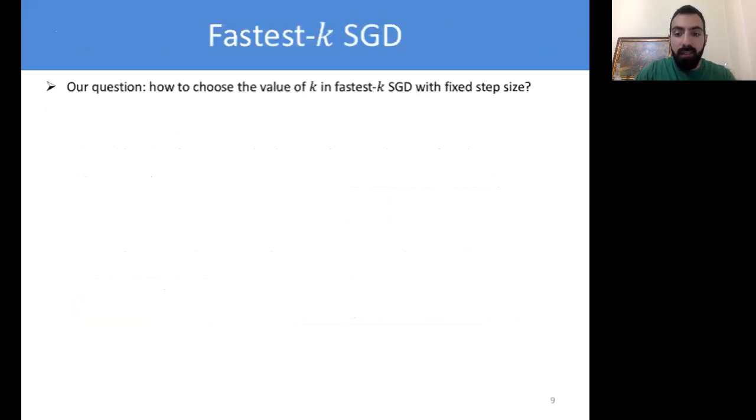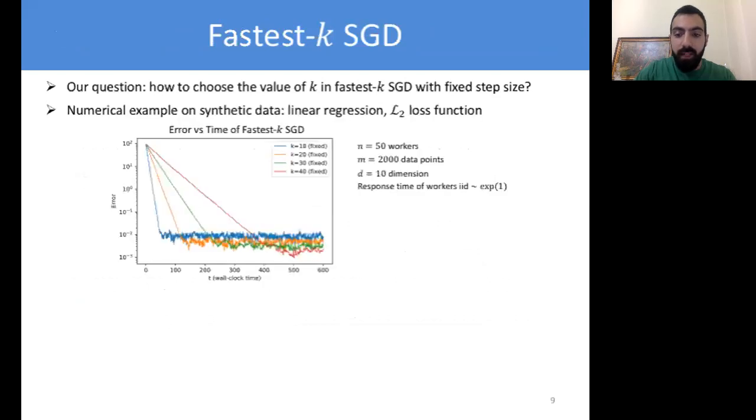The question that we ask in our work is how to choose the value of k in fastest k SGD with fixed step size. To understand why this is an important question to answer, consider this example, which shows the error as a function of time when fastest k SGD is run over synthetic data for multiple values of k. The blue curve shows the error when the master waits for the fastest 10 out of 50 workers in each iteration. As you can see, the error in this case decreases quickly in the beginning because the time per iteration here is short compared to the cases of k equal 20, k equal 30, and so on.